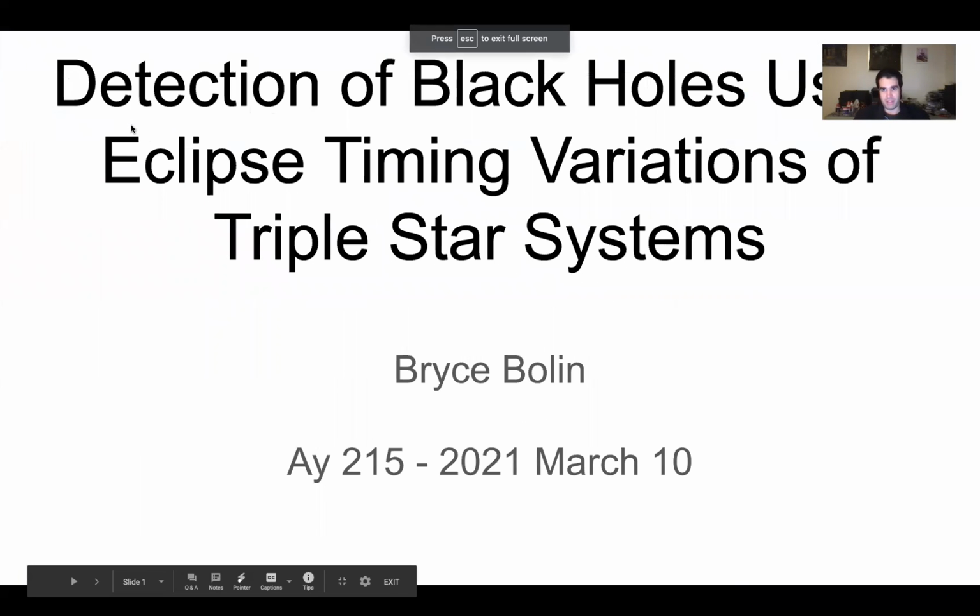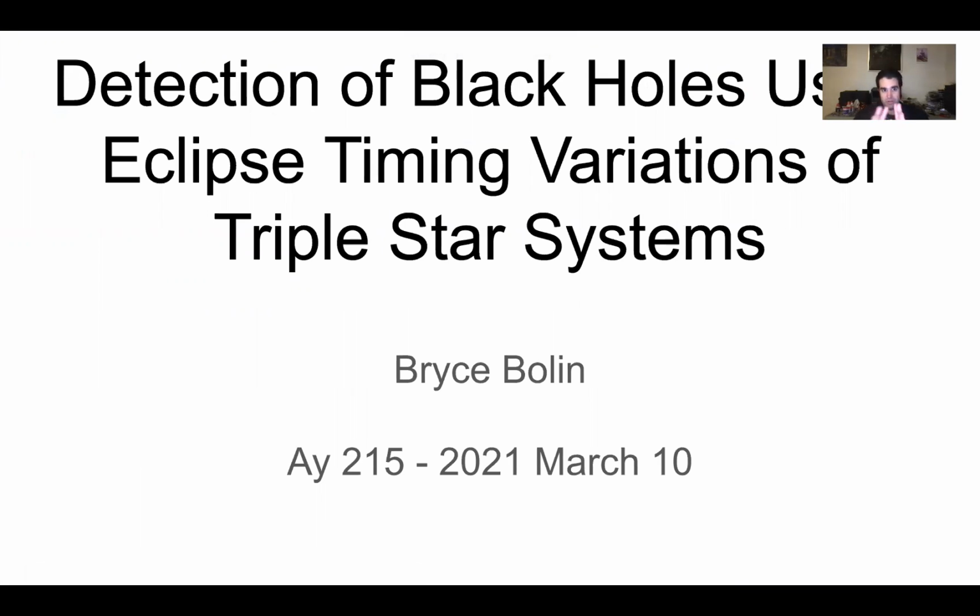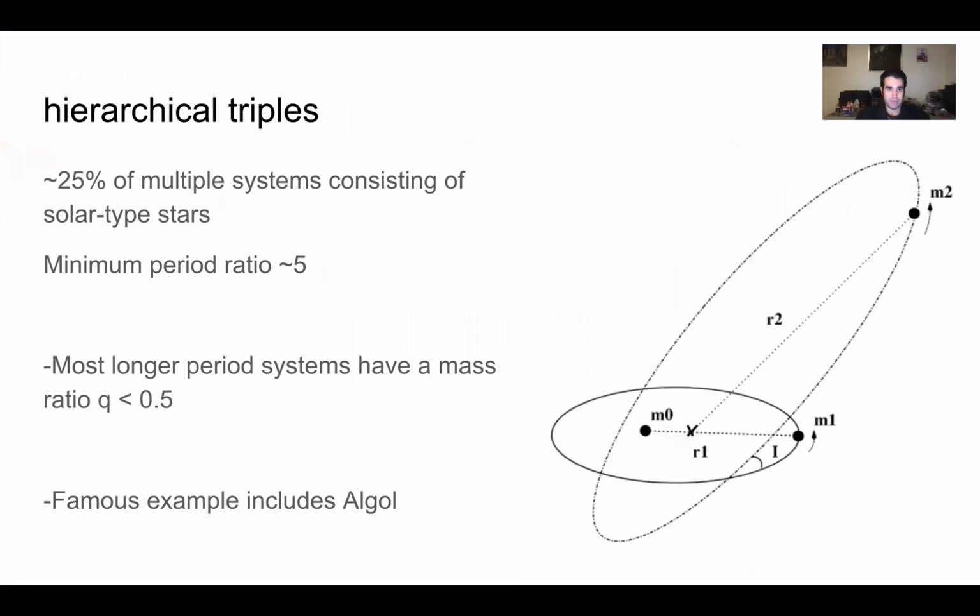We're talking about different methods for detecting black holes. I'm going to talk about this one method using eclipse timing variations of triple star systems to detect black holes.